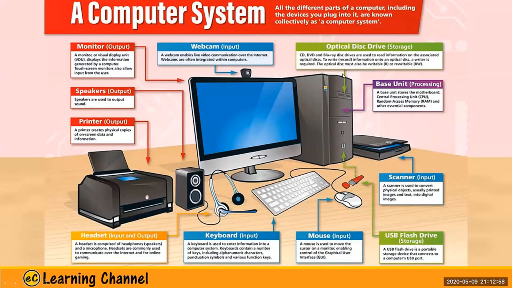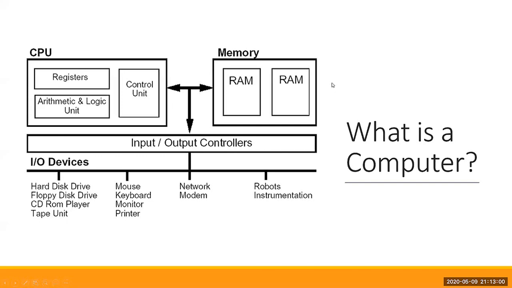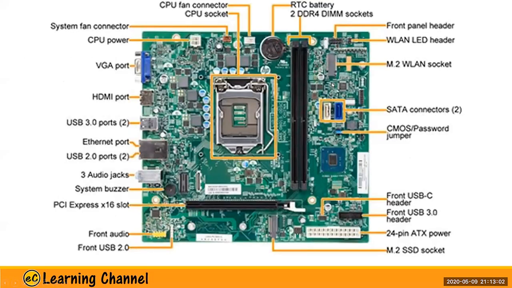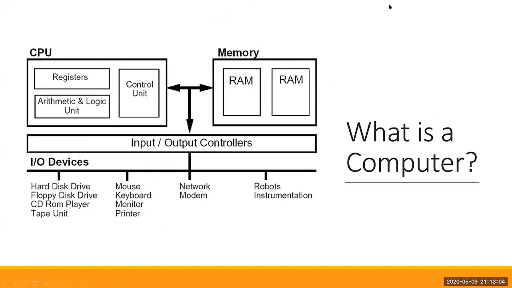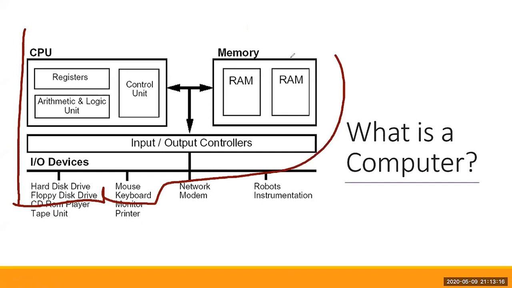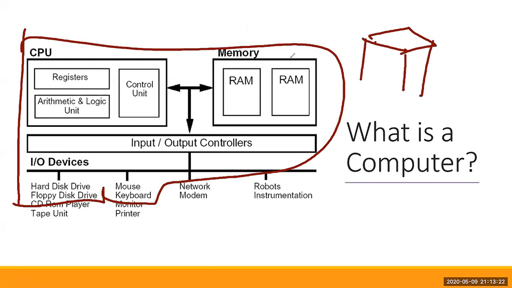And the base unit is a computer with a motherboard, including the motherboard and CD floppy drive. So it may be something with keyboard, mouse, something like this. This is a computer, the box we saw in the previous page. So this one is a computer.